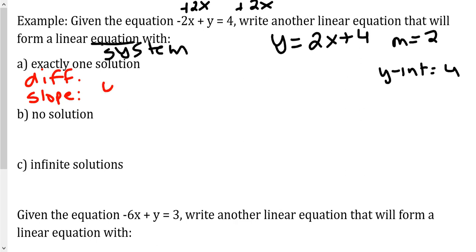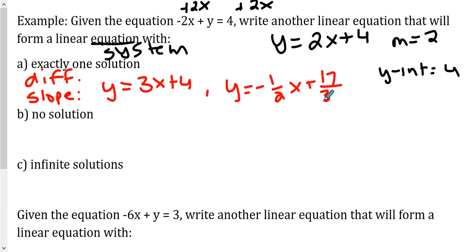So I could say y equals 3x plus 4, right? It could have the same y-intercept. I could also go way off the deep end. I could go y equals -1/2 x plus 17/3, right? Making up anything. As long as that slope is different, that's the only deciding factor, right? As long as the slope is different, they're only going to meet exactly one time.